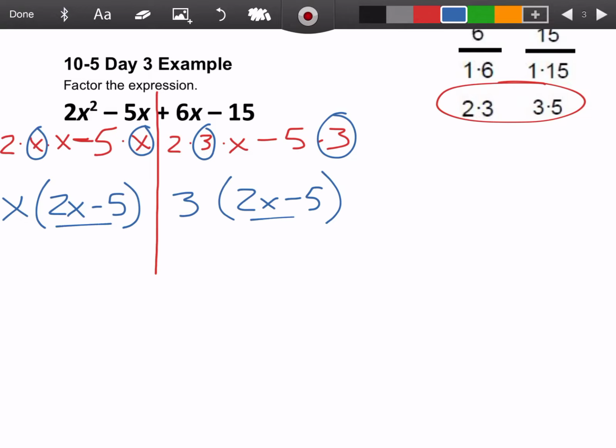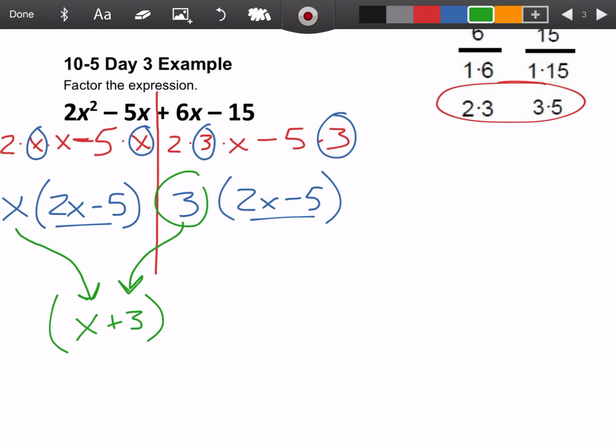And these need to be the same. That's important for this factor by grouping. So we have 2x minus 5 in both, so we know we're good. And then we just have to write our final answer. And so here in the first set of parentheses, we're going to have this x plus 3. And it's a plus 3 because this 3 right here is a positive. And then in the second parentheses, we just write what this one was.